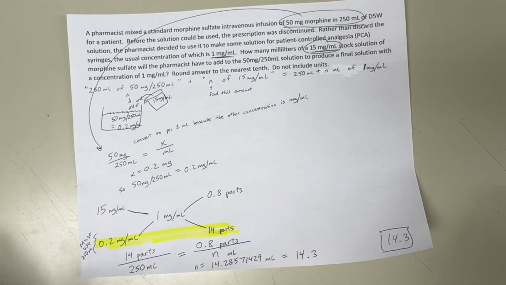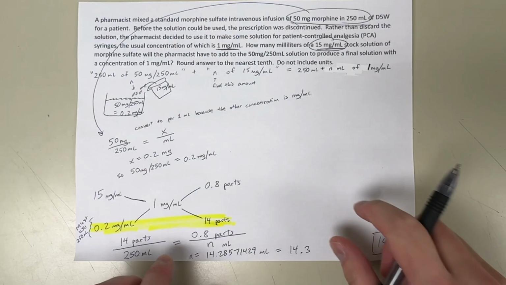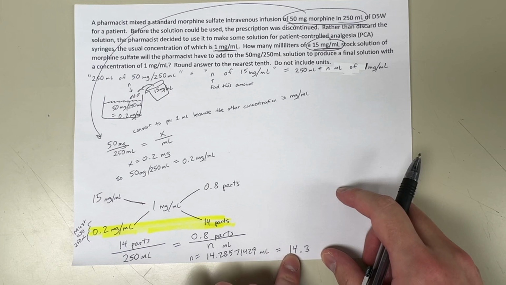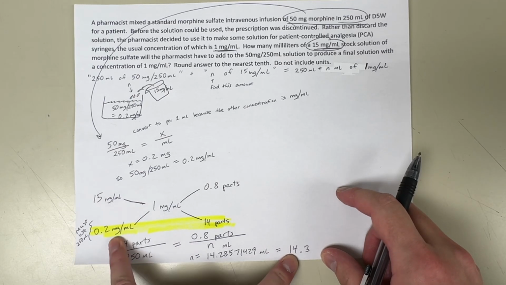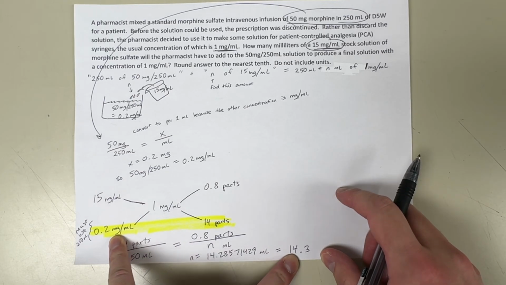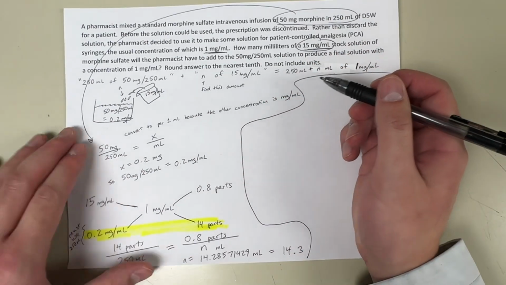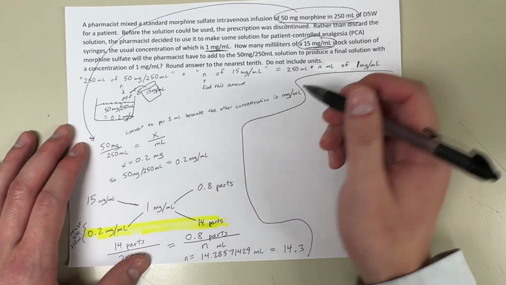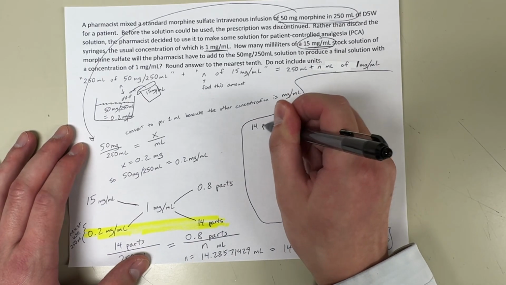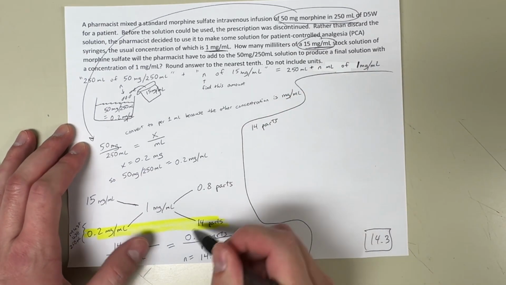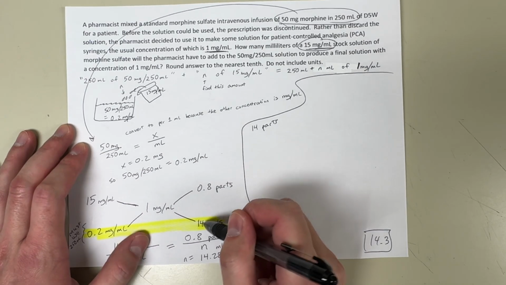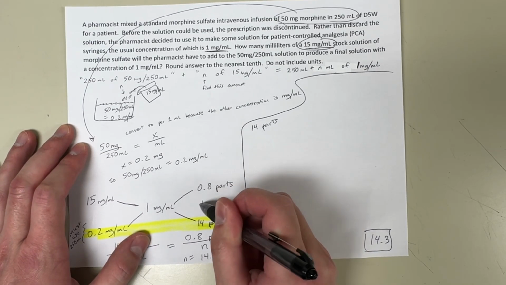If you understand that, you should stop now, because I'm going to explain a more difficult way that would help if you're really good at math and you need to double check your work. Another way to calculate this amount of the 0.2 milligram per milliliter to use, I like to use algebra. You would take the 14 parts and also add it to this 0.8 parts. So I'd add them together.